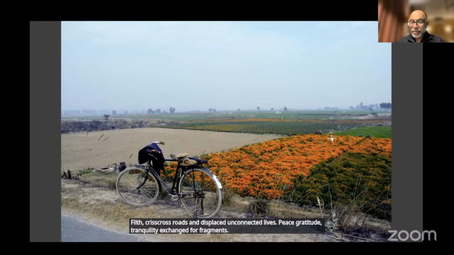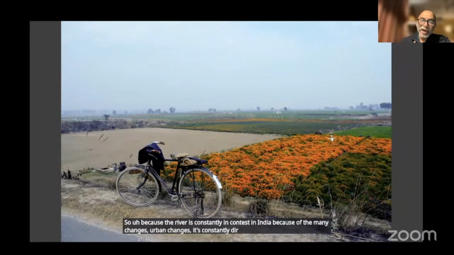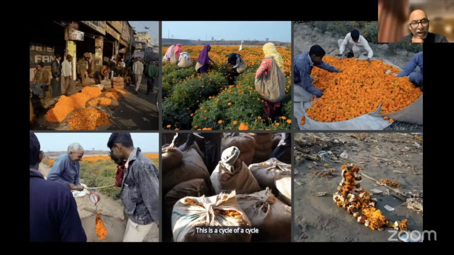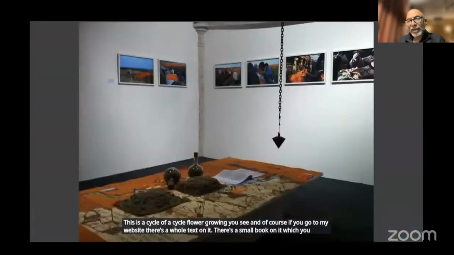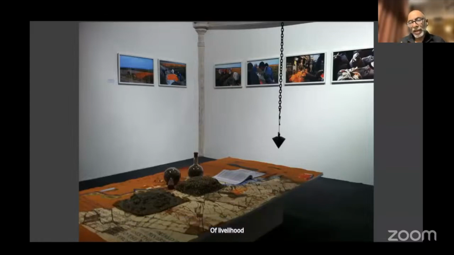So, because the river is constantly in contest in India, because of the many urban changes, it's constantly dirty. But here you find the relationship to the river is very different than you find in the city. This is a cycle of flower growing you see, and of course, if you go to my website, there's a whole text on it. There's a small book on it, which you can download if you like. And there are some of the installations I've done looking at the complex entanglements of livelihoods and nature and culture which exist.